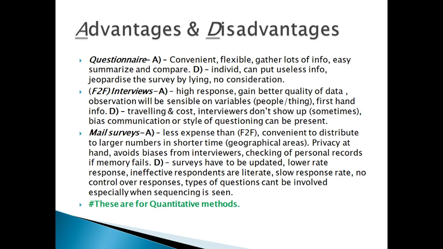However, the F2F is face-to-face interviews, and the advantages are high response and they gain better quality of data. The observation will be sensible on variables, which are the people or things that you're interviewing or investigating. And there is always first-hand information. Whenever you are doing face-to-face interviewing, you always have first-hand information, and that is called a primary source, but I will get more in depth into that later on. However, do not write F to F in your paper. Make sure to write the whole thing, face-to-face interviews, okay? Before you lose your marks.